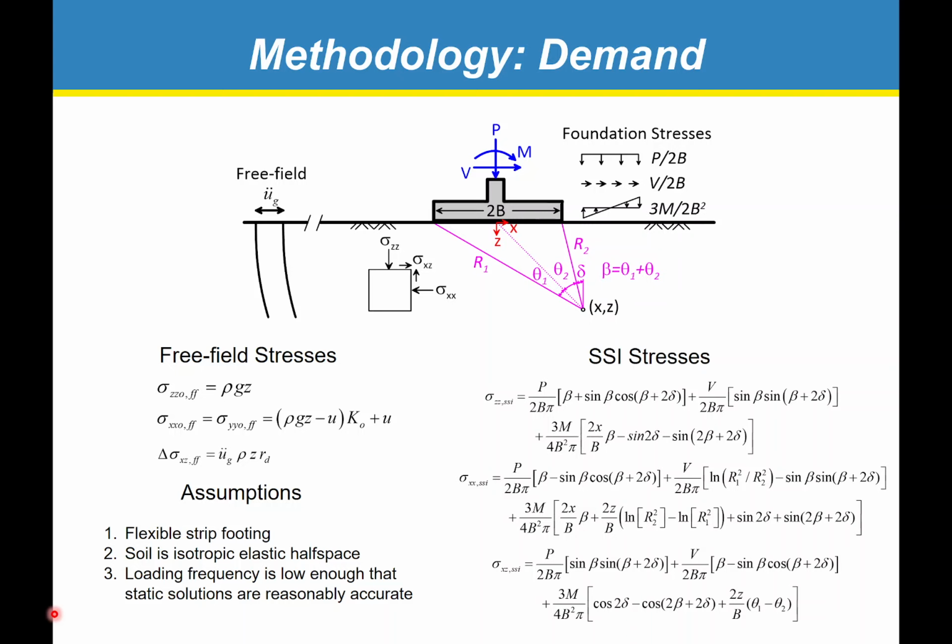So here's the free field stresses that we have, right? So these are corresponding to that vertically propagating shear wave. You get some initial, so the sigma ZZ naught, FF is the initial vertical stress in the free field. It's just the integral of unit weight with depth. Sigma XX naught free field is equal to sigma YY naught free field, right? So we're assuming free field horizontal stresses, and we just introduce a K naught parameter there. And we do this on effective stresses.